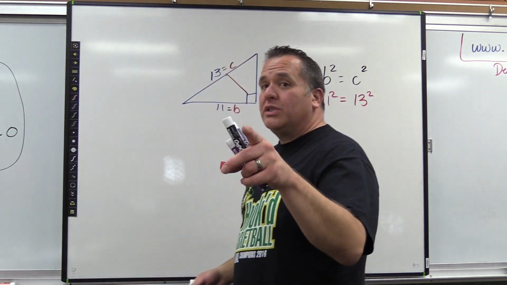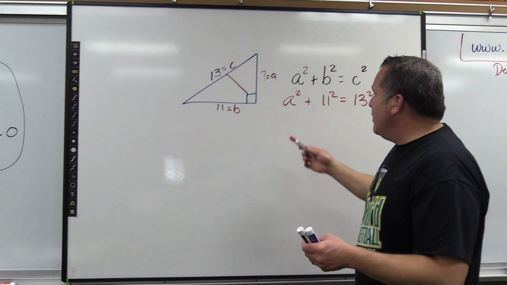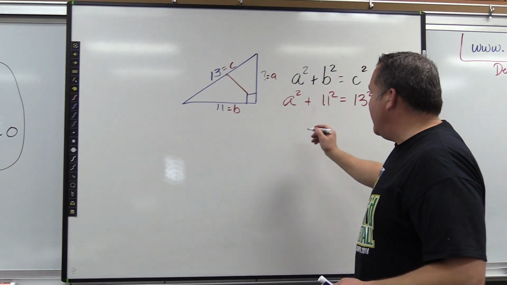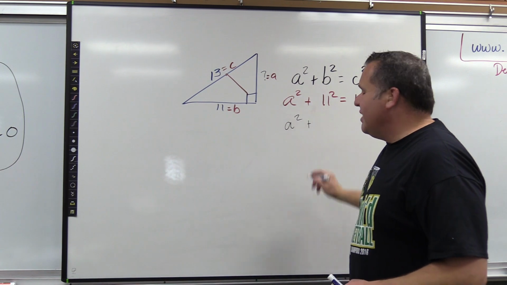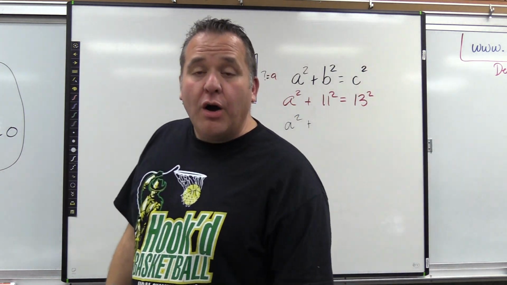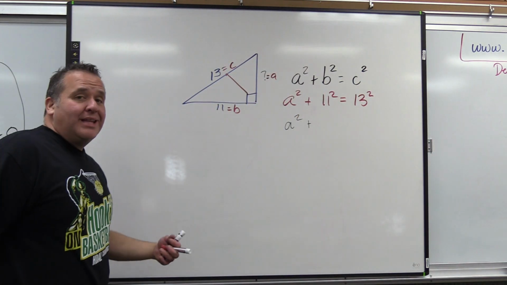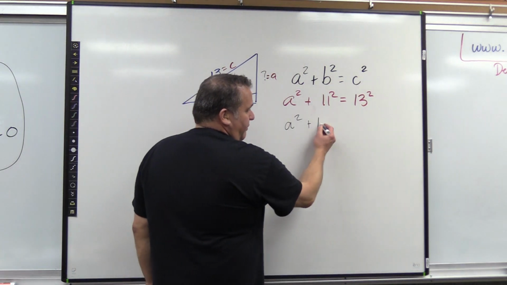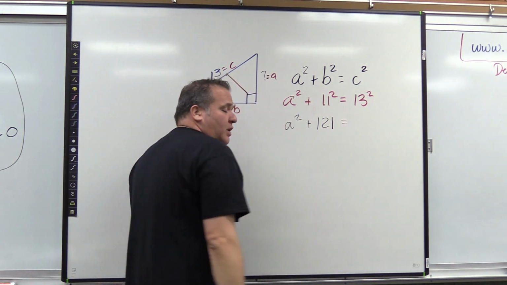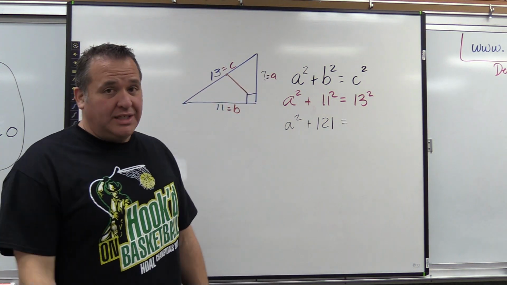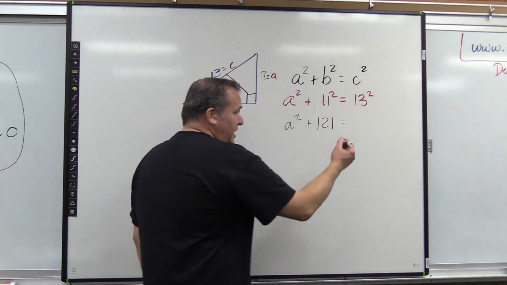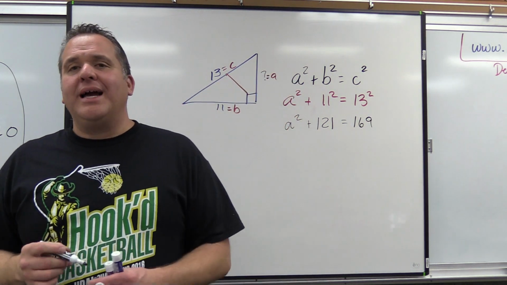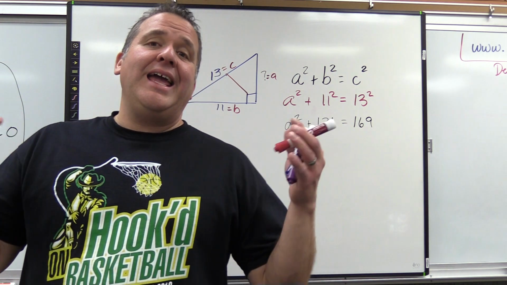Now all we need to do is solve the equation. The A squared we can't do anything with, so we just bring it down, A squared, plus, now what is 11 squared? 11 squared is 11 times 11, which is 121. And that's all going to equal 13 squared, which is 13 times 13, which is 169.